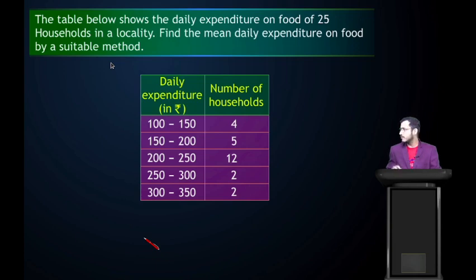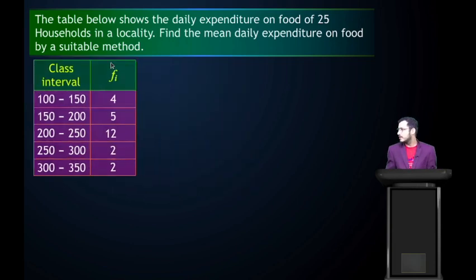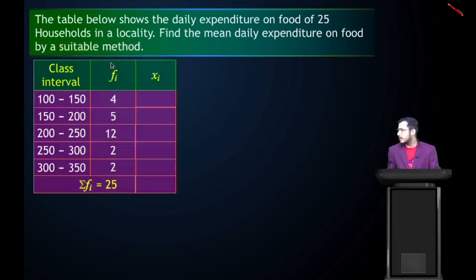Now here the table below shows the daily expenditure on food of 25 households in a locality. Find the mean of daily expenditure on food by a suitable method. So you can see class interval and f. Now sigma f is 4 plus 5 plus 12 plus 2 plus 2, so that is 25.